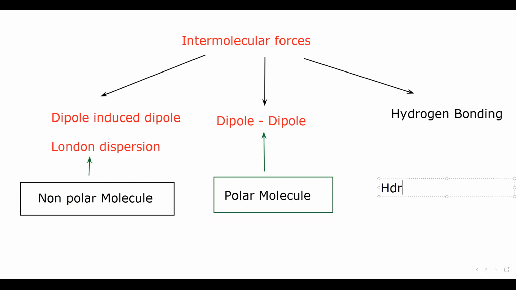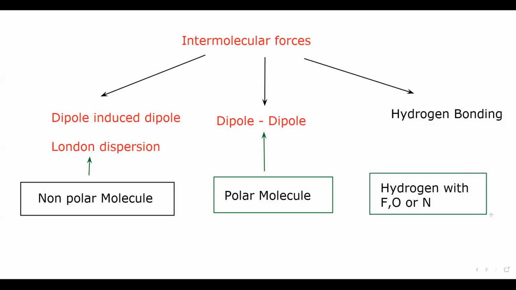And what is the meaning of hydrogen bond? When hydrogen is bonded with any of three elements, which are fluorine, oxygen, or nitrogen, any one of them, hydrogen is forming a bond or is involved in bonding with any one of them. So what kind of bonding will be there between the molecules? It will be hydrogen bonding. The effective one will be hydrogen bonding.